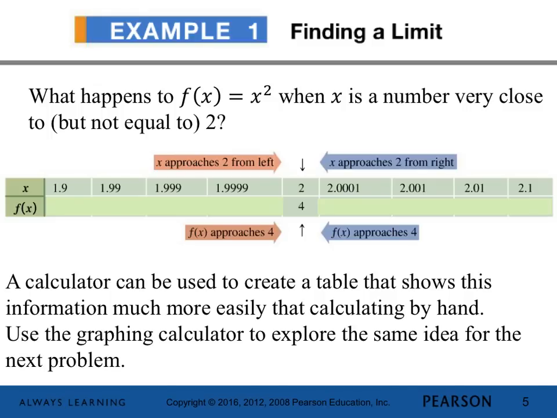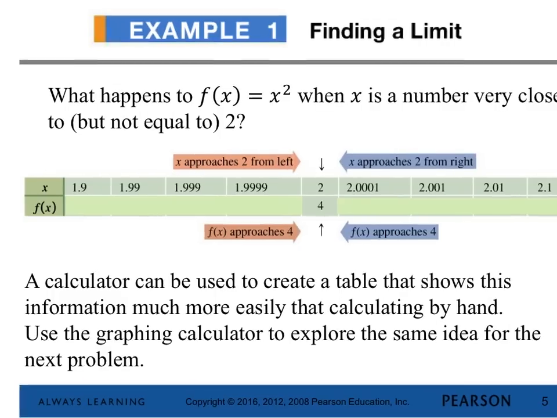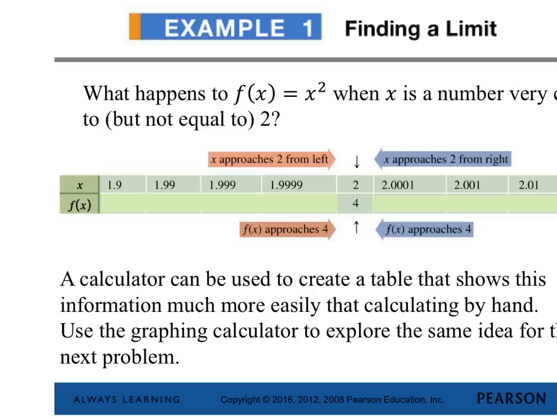One way that we can investigate that limit is to choose numbers that are increasingly closer to 2. At this point, you probably want to get your calculator and work along with me, because we're going to fill in this table. We're going to begin by choosing a number that's close to 2, but it's not 2. The first number that we'll choose is 1.9. If you enter 1.9 into your calculator and square it, you'll see that you get 3.61.